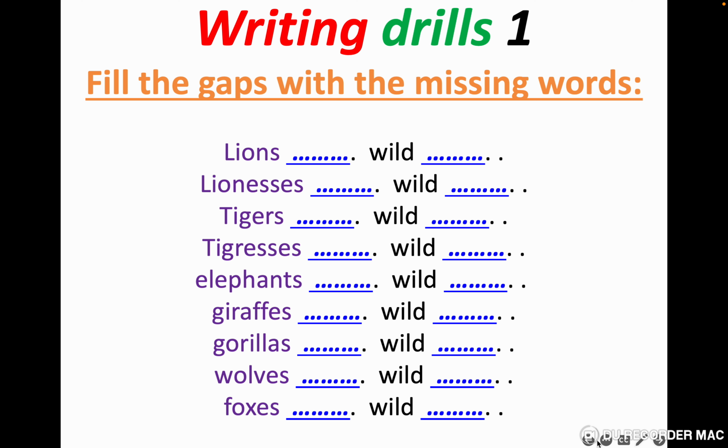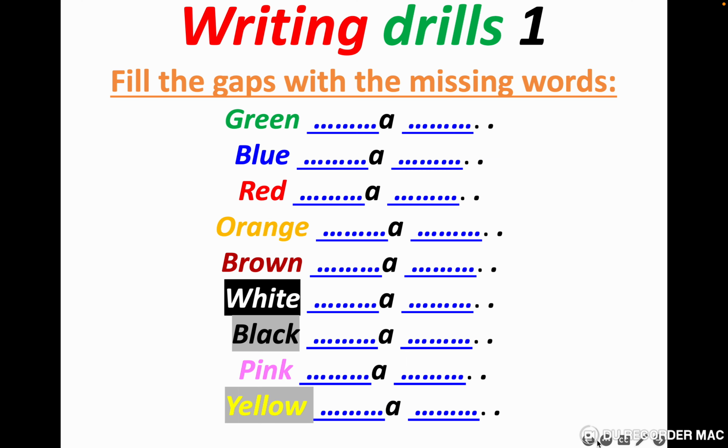Here we have the plurals. Lions, wild. Lionesses, wild. Tigers, wild. Tigresses, wild. Elephants, wild. Giraffes, wild. Gorillas, wild. Wolves, wild. Foxes, wild. So write them on the paper and go to the next slide.